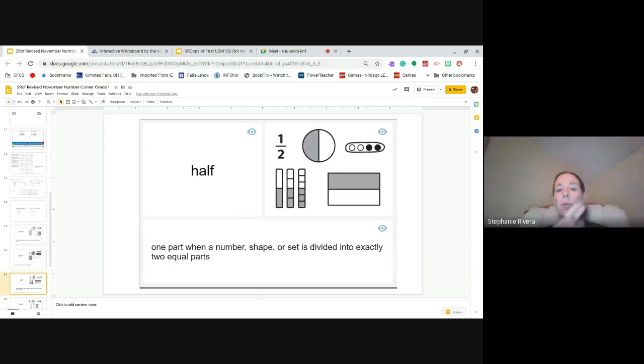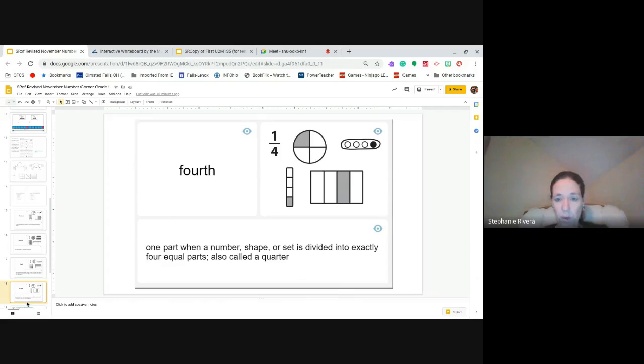Now we know 2 equal pieces. We call those halves. One of those pieces is colored, that is 1/2. And one of these pieces that is not colored, that is 1/2. 2 pieces, that bottom number shows us the 2. That top number shows us the 1 out of the 2 pieces. And then we talked about those fourths, right?